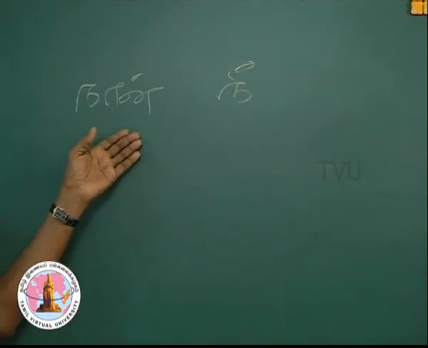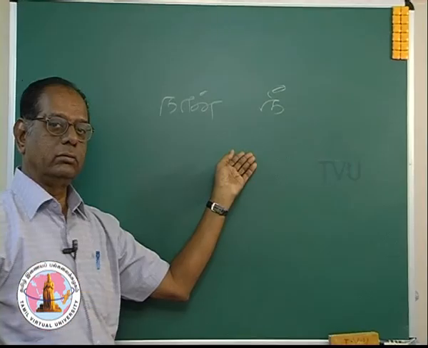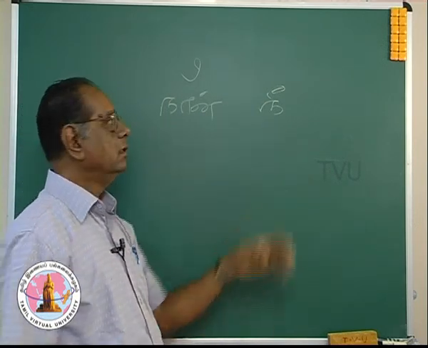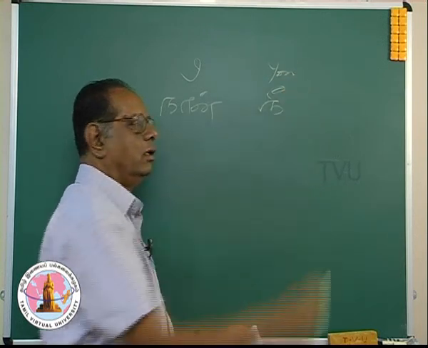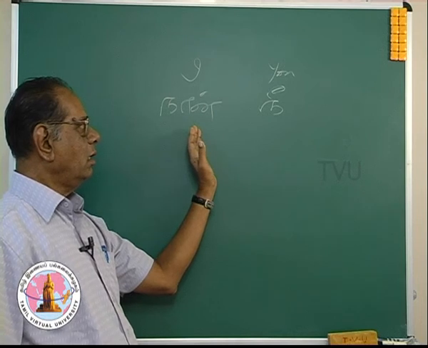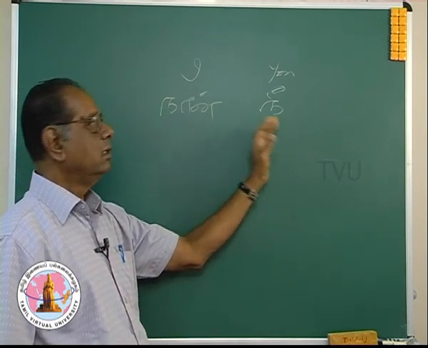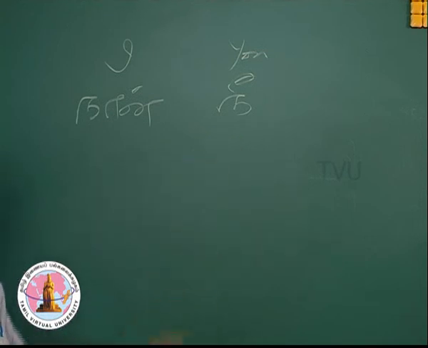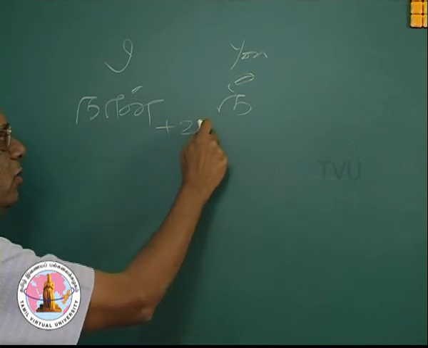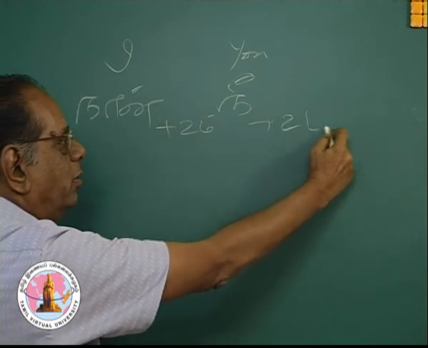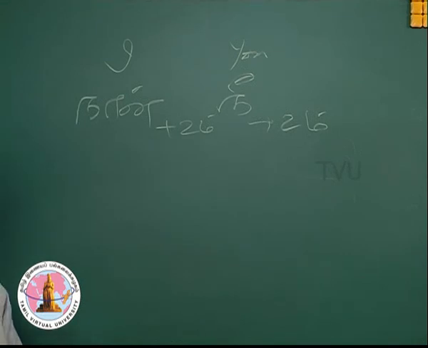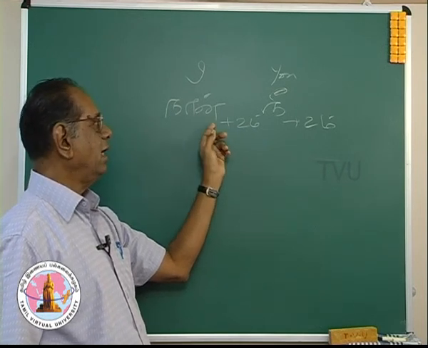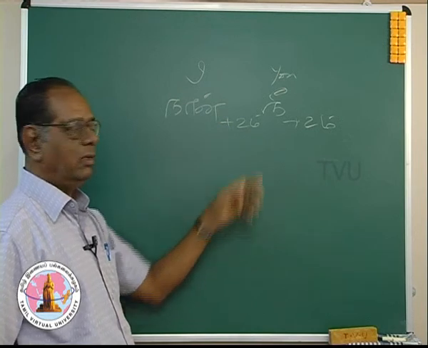This is nan. Nan means I. This is ni, meaning you. Nan and ni. I and you. You and I. However you put this, the result will be the same. That is to say, you have to add um in both the places. Nan plus um, a consonant accepting a vowel naturally. It's a natural combination. So, this becomes nanum.